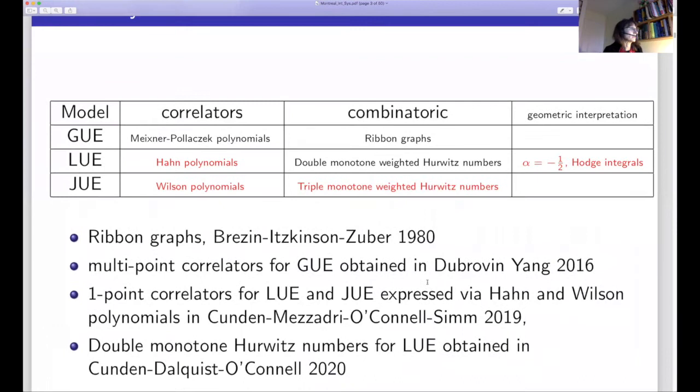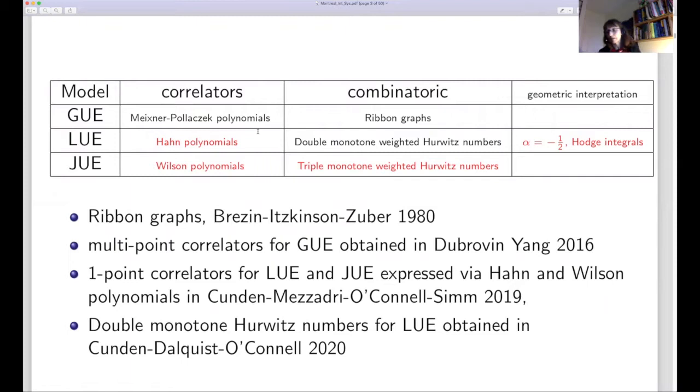So let me put a table on. We have these three matrix models, which come from the three classical orthogonal polynomials, the Hermite, the Laguerre, and the Jacobi. And the correlators, this is what I am going to talk about, are expressed in terms of classical discrete orthogonal polynomials, which are Meixner, Hahn, and Wilson. And what is the combinatorial meaning of these correlators?